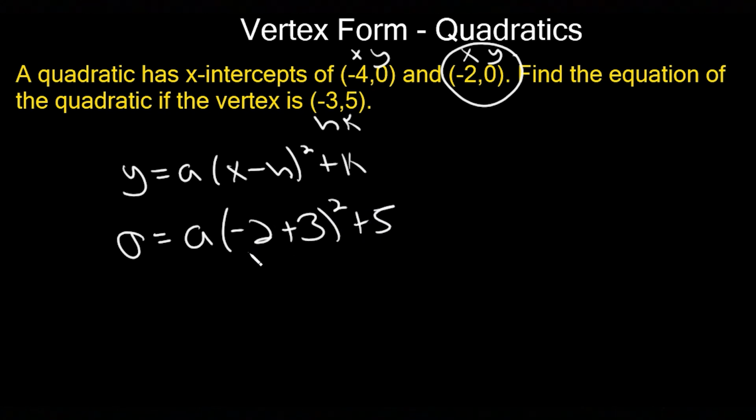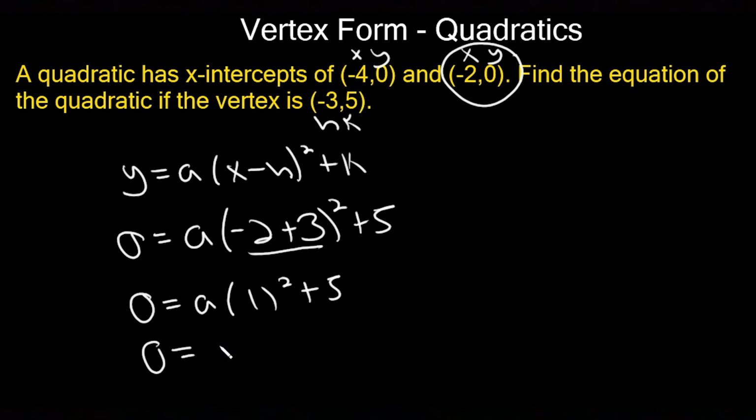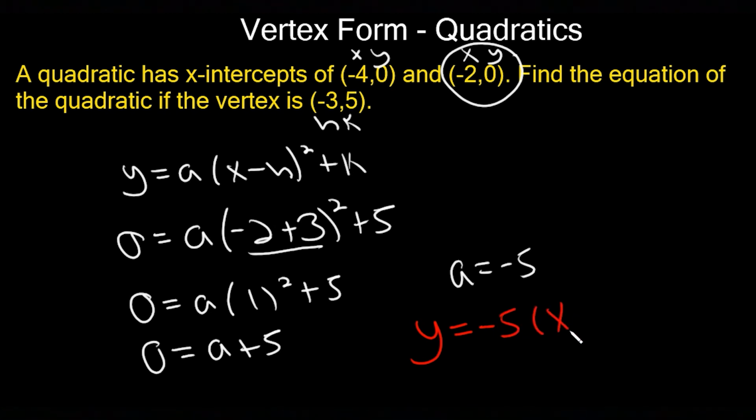Now simplifying down this part here, we get 0 is equal to a, and then we get 1 squared plus 5. And we know that 1 squared is 1. So we get 0 is equal to a, or 1a, plus 5. And then finally, solving for a, you're going to get a is equal to negative 5. So putting it all together, we get y is equal to my a, negative 5, and then (x plus 3) squared, since my h is negative 3, and then my k is 5. And here it is. Here is the equation of the quadratic in vertex form.